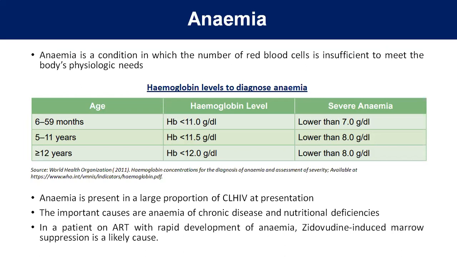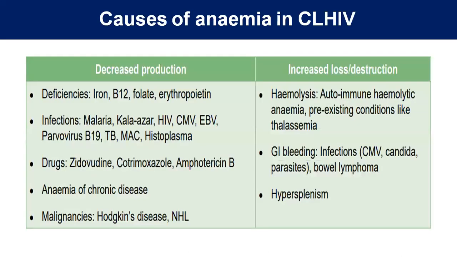Anemia is present in a large proportion of CLHIV at presentation, and the most important causes are chronic disease and nutritional deficiencies. In a patient who is already on ART with rapid development of anemia, we should suspect drug toxicity like zidovudine-induced marrow suppression as a likely cause. So what are the causes of anemia in CLHIV? One could be decreased production, or it could be due to increased loss or destruction.